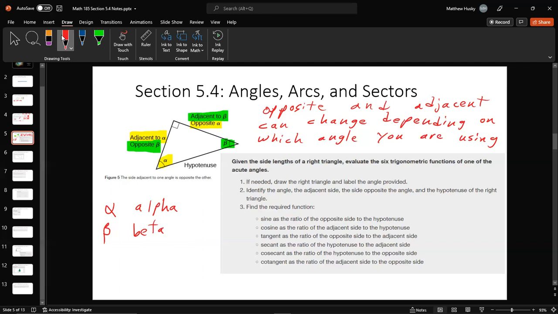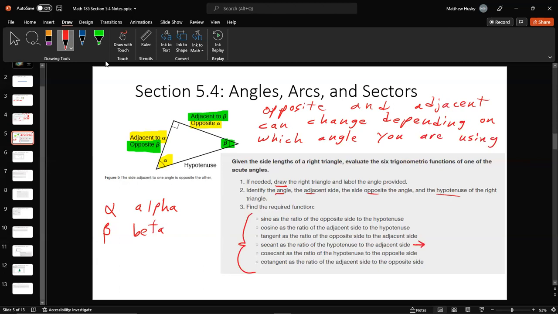So given the side lengths of a triangle, you can evaluate the 6 trig functions for one of the acute angles. Drawing a picture is usually a good idea when doing trig problems if they don't provide you with one. So it's good to know the angle, the adjacent side, and the opposite side, as well as finding the hypotenuse. And then here you've got all the different trig functions and their definitions.